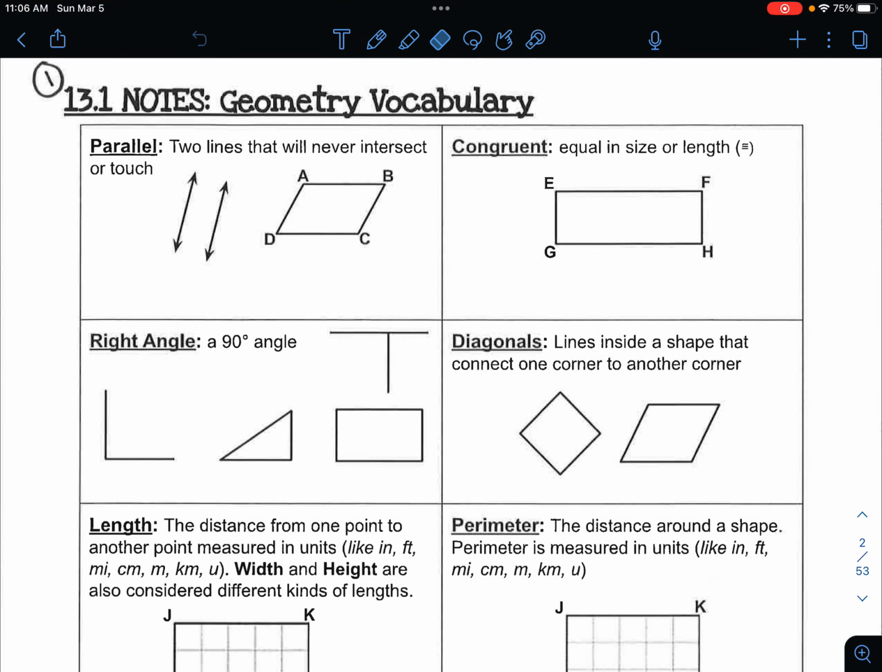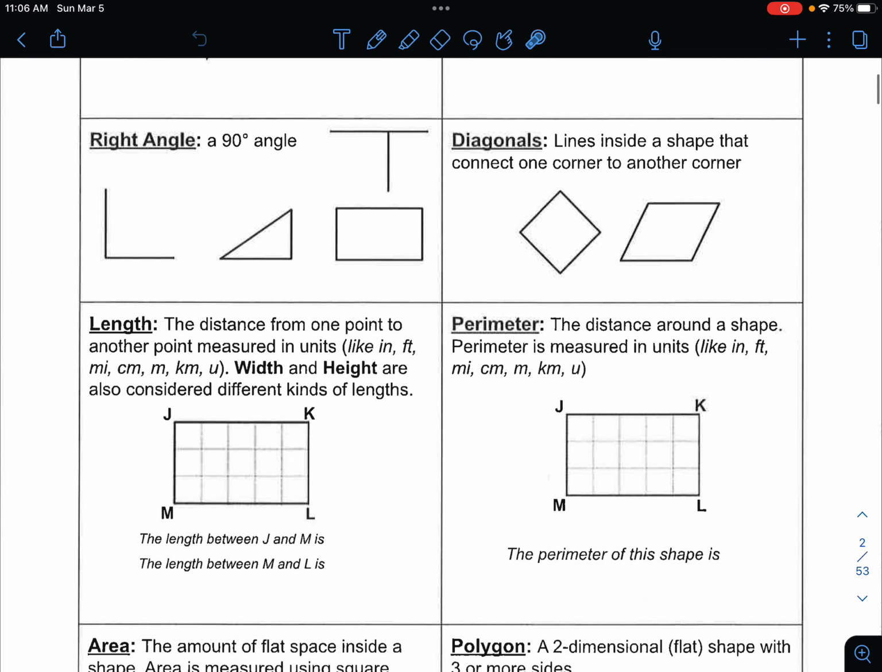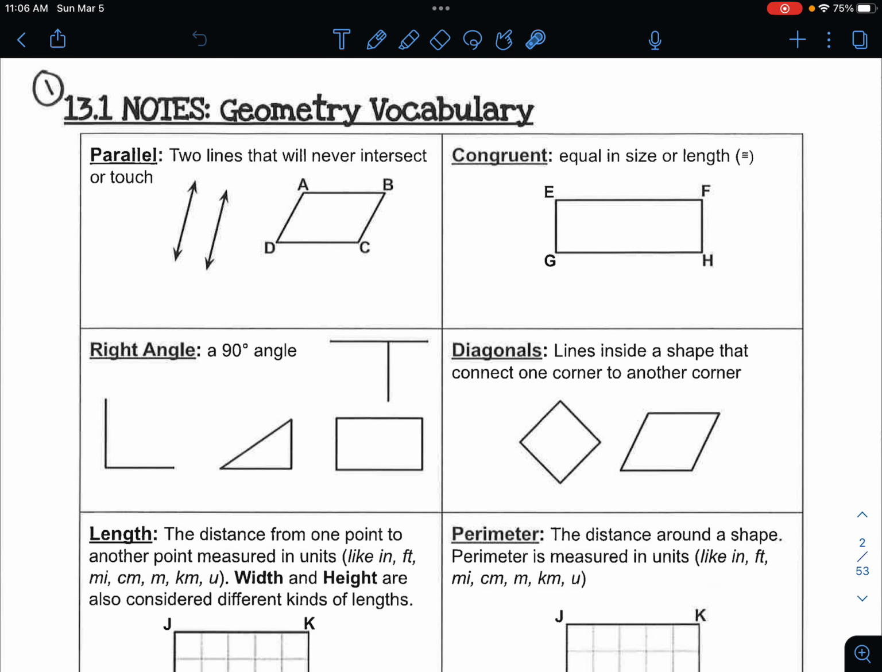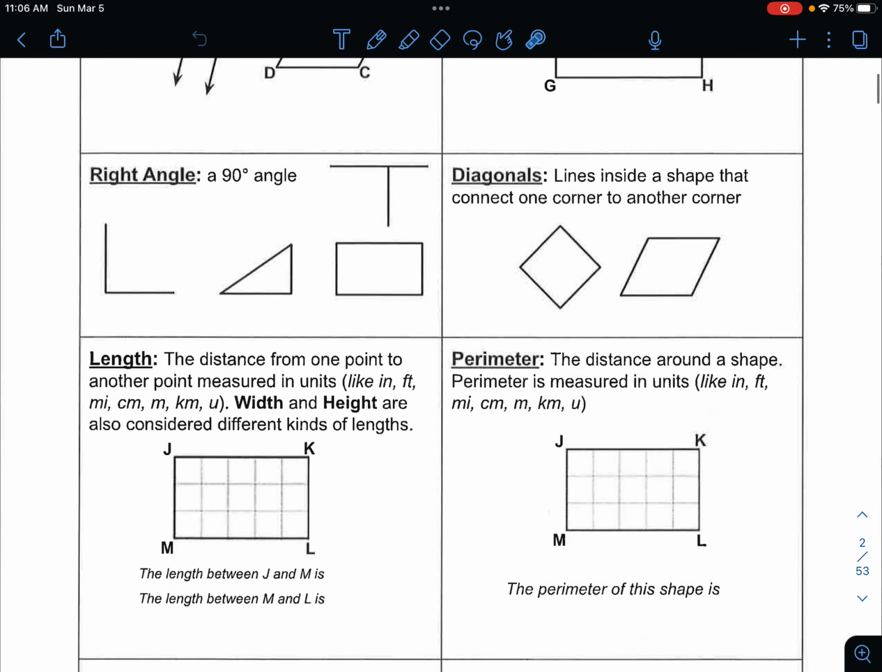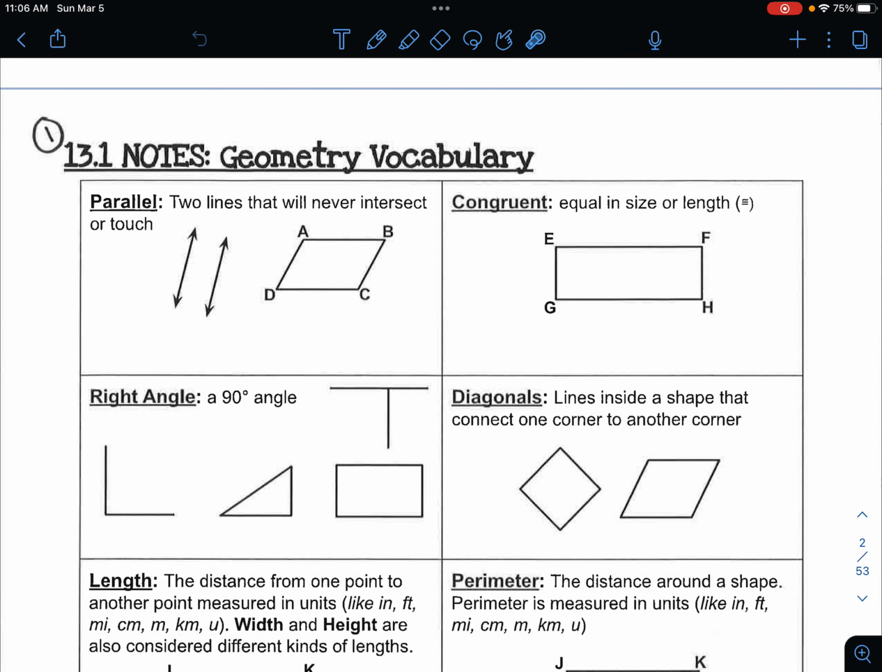In this video, we are going to cover some geometry vocabulary. These are the notes, VL-1301. Let's get started. So we have 1, 2, 3, 4, 5, 6, 7, 8 terms we're going to cover. I want to show you some little markings that denote when something is parallel or congruent. So let's get started first.